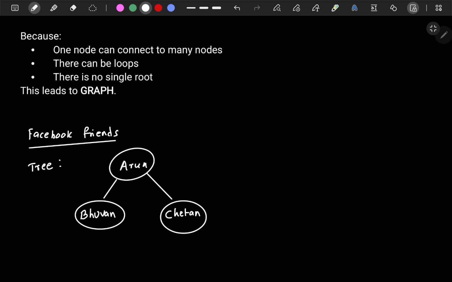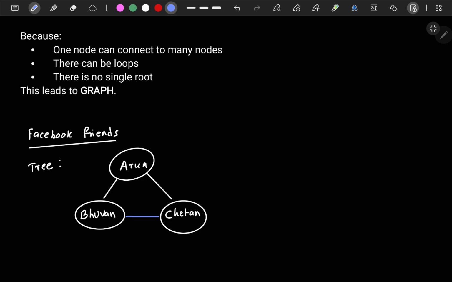Now with this tree data structure, what we have represented is that Arun is a friend of Bhuvan, and Bhuvan is also a friend of Arun. Arun is a friend of Chetan, and Chetan is also a friend of Arun. But in the real world, this is not always the scenario. It may be possible that Bhuvan is also a friend of Chetan, right? Or Chetan is a friend of Bhuvan. Now, if I try to establish this relation using a tree here, then I have to represent it like this, right? To represent the relation.